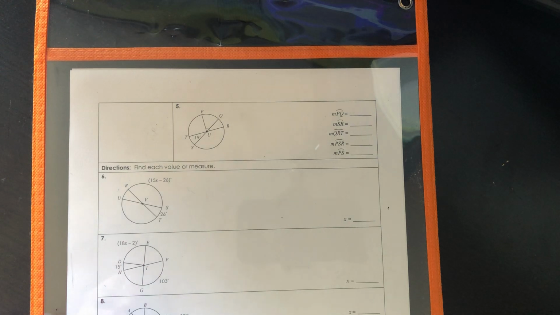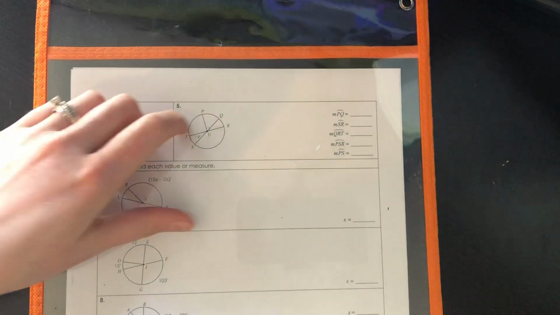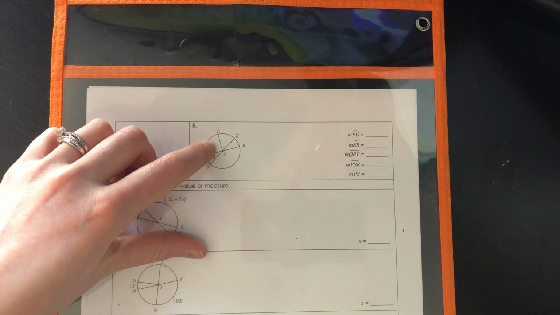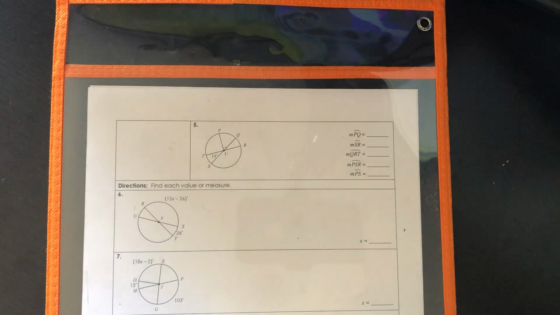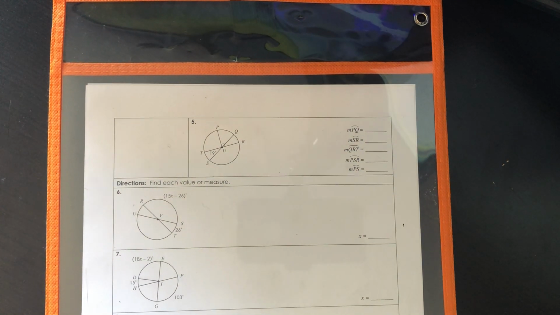Oh, for good measure, I will have you try 5. So pause this video, fill out what you see, what you know, and then try filling in the blanks. So pause and give it a whirl.